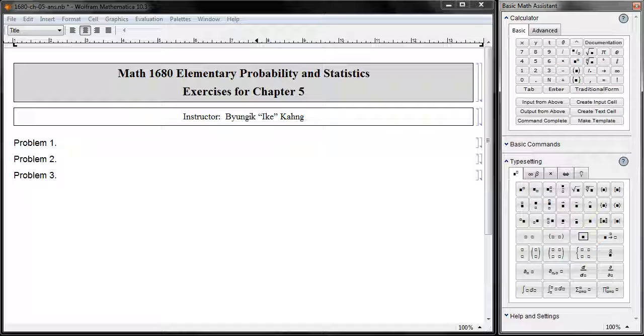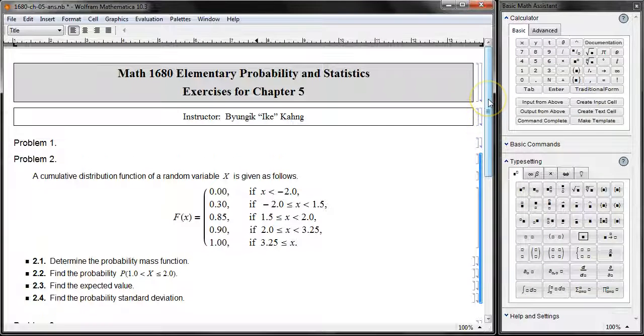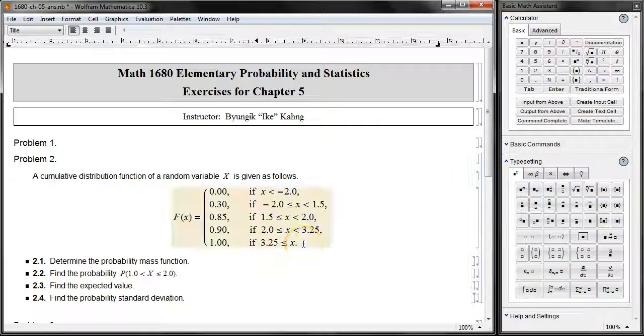Welcome back. Let's resume. We talked about problem 1 in the first video, so let's talk about the second problem, which is a backward problem. Here we go. We are given the cumulative distribution function, and from this we have to find out the probability mass function, the expected value, and finally the standard deviation.